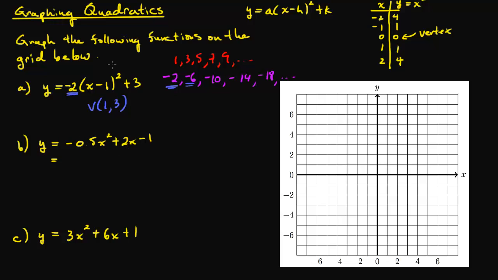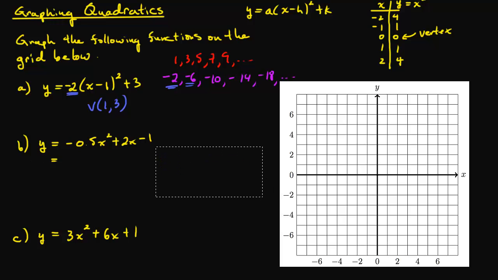Standard form is when you have a quadratic equation written in the form y is equal to ax squared plus bx plus c, and we're trying to rewrite it in the form y is equal to a times (x minus h) squared plus k, so that it's easier to graph.